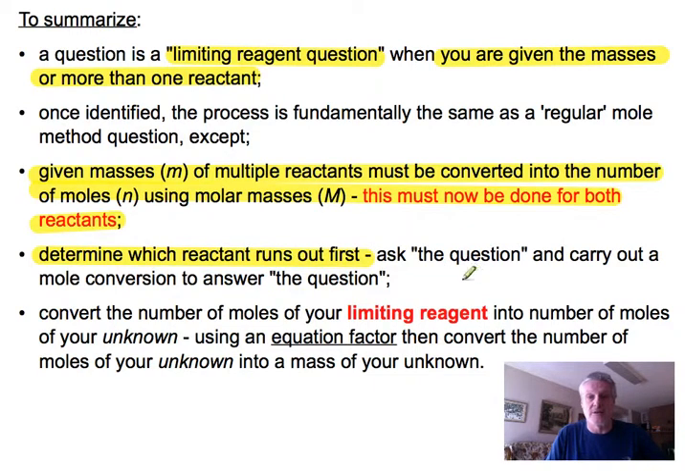Like I said, you ask the question, which one of these is going to run out? How much do I need of one of these? You carry out a mole conversion to answer that question. But then finally, you simply convert number of moles of your limiting reagent into moles of your unknown, and moles of your unknown into a mass of your unknown, just like you did previously in the mole method question.